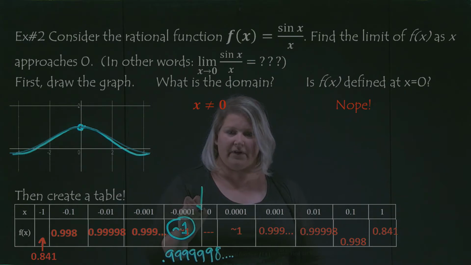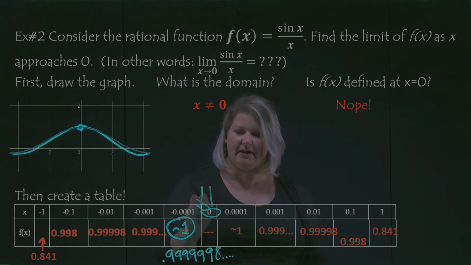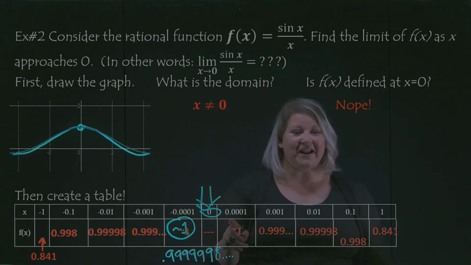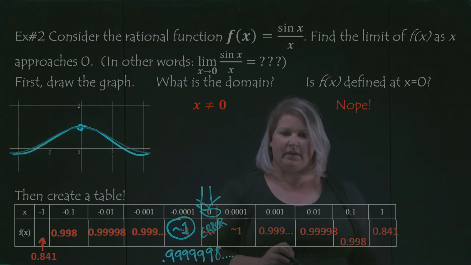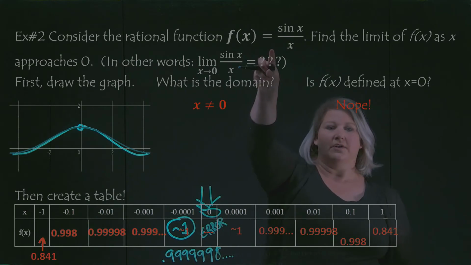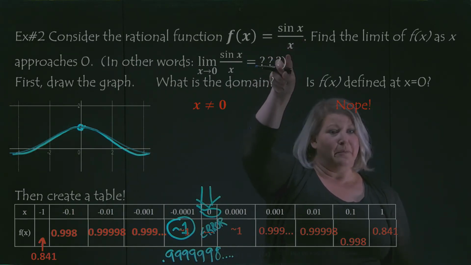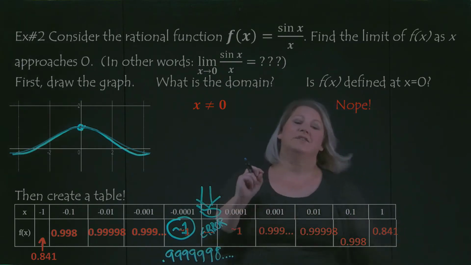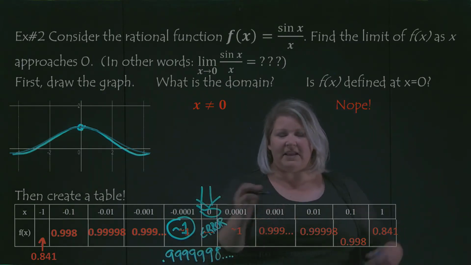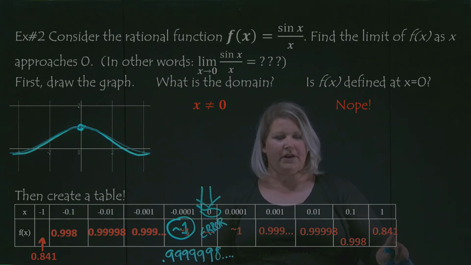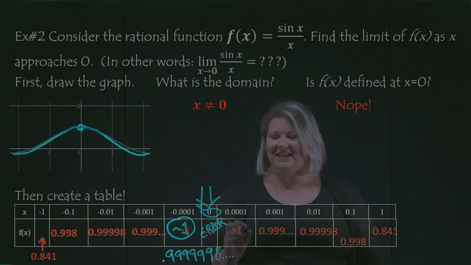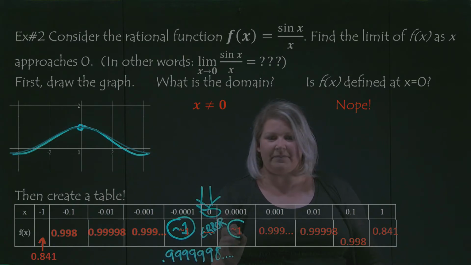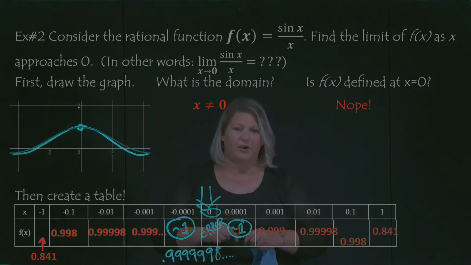However, if you look over here, which I can't draw an arrow in the right spot. There we go. If I look over here when x is equal to 0, I get an error message, because f of x is not defined at x equals 0. Sine of 0 is fine on the top, but 0 in the denominator is not okay. So it's an error. But also, same thing here. As I get closer, I'm starting off at 0.841, 0.998, 0.99998, 0.9999999, and then we get over here again where this value is so close to 1 that the calculator will round it to 1 for you.